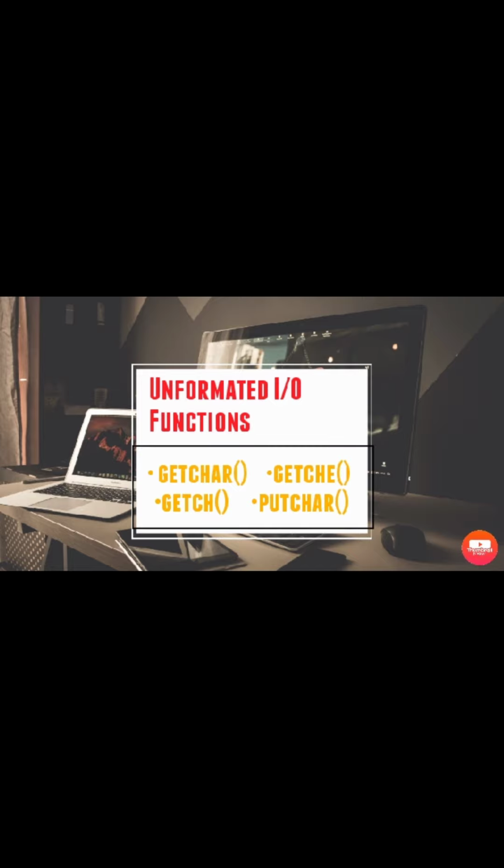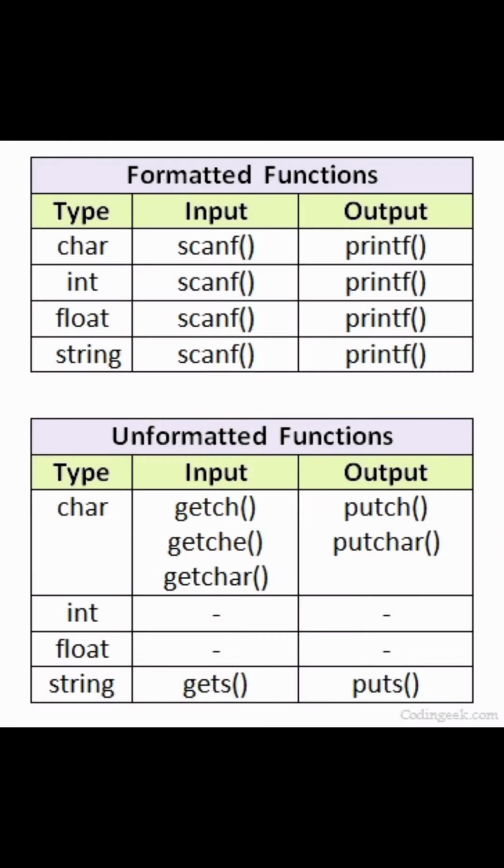Unformatted input and output functions. The data accepted or printed with the default settings by input and output functions in C language is called unformatted input and output data. Unformatted input and output functions are of two types: character input and output functions and string input and output functions.